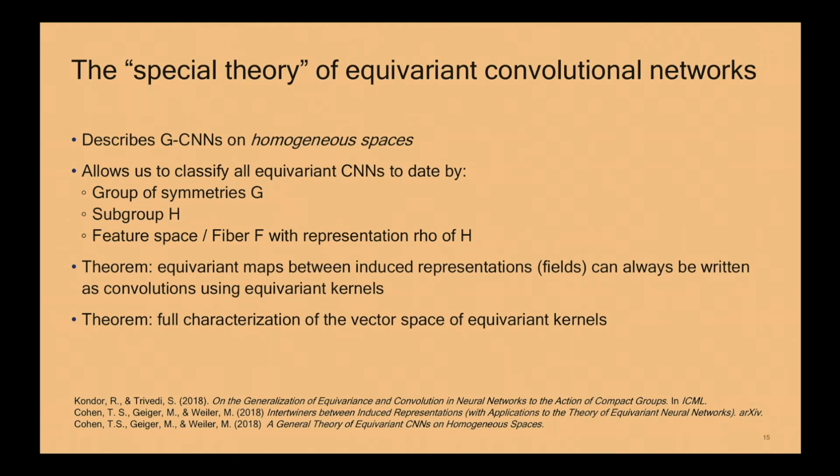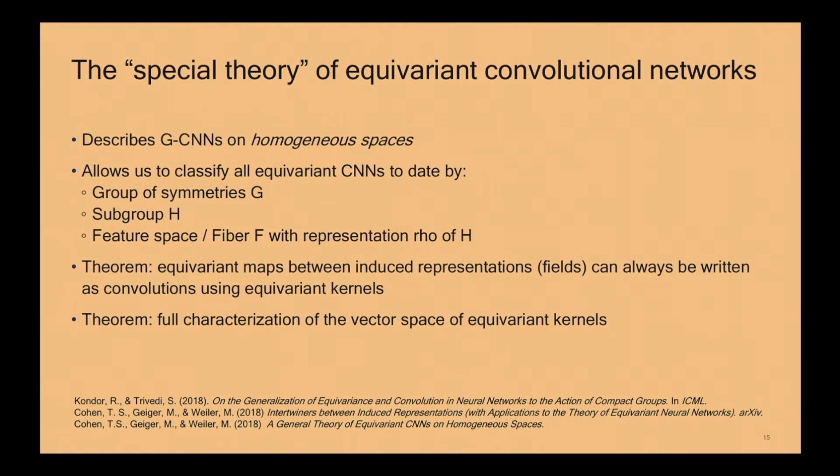generalize these structures further. So we have one theorem, first proven by Cohen and Trivedi for scalar fields, and then by us for more general fields. It says that equivariant maps between, just read that as spaces of fields, vector fields, whatever, can always be written as convolutions using some equivariant kernel.